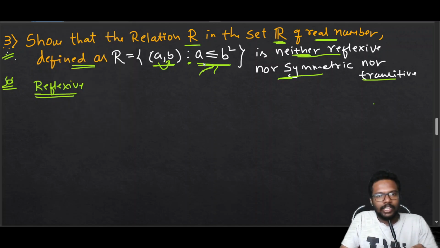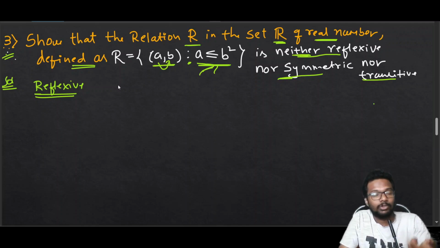If you observe here, a less than or equal to b squared is there. Obviously b squared will be a greater number in real numbers. If you take any value, 2, 3, 4, 5, 6, because reflexive means there will be no two values, you consider only one value and square it. After squaring that value, you should not get a smaller value. That is our target here.